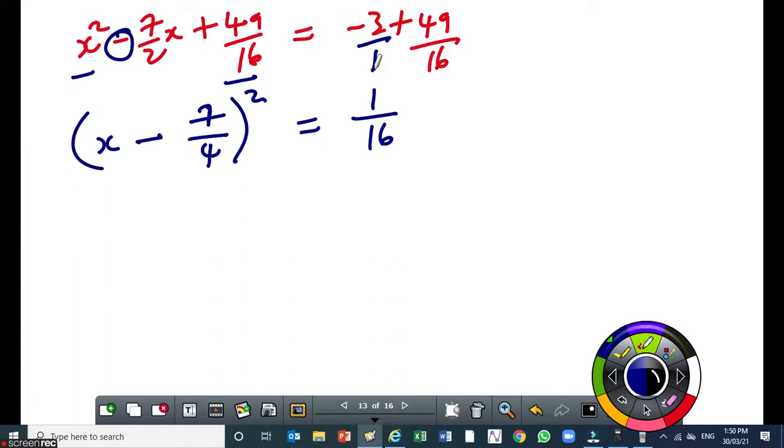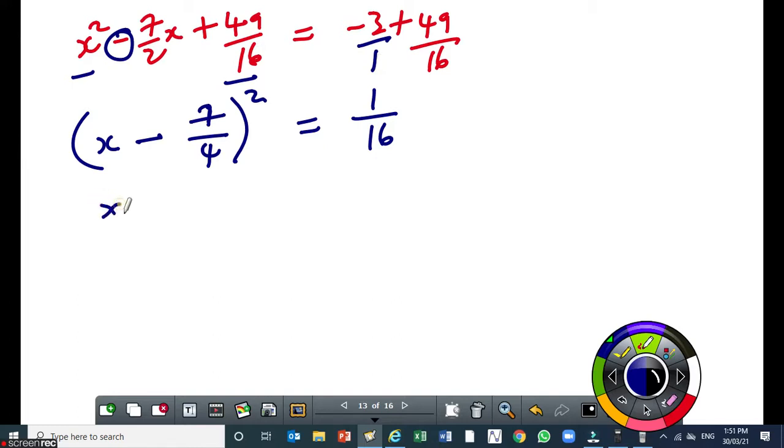Pay attention. There is a question on completing the square, whether you like it or not, and you need to know what I'm doing here. So do yourself a favor and pay attention. Okay? Right, so from here, then we find the square root of both sides.